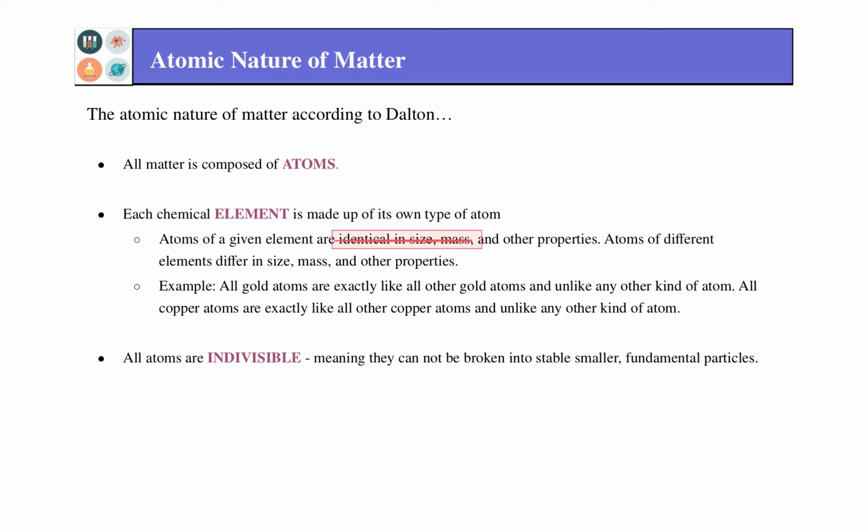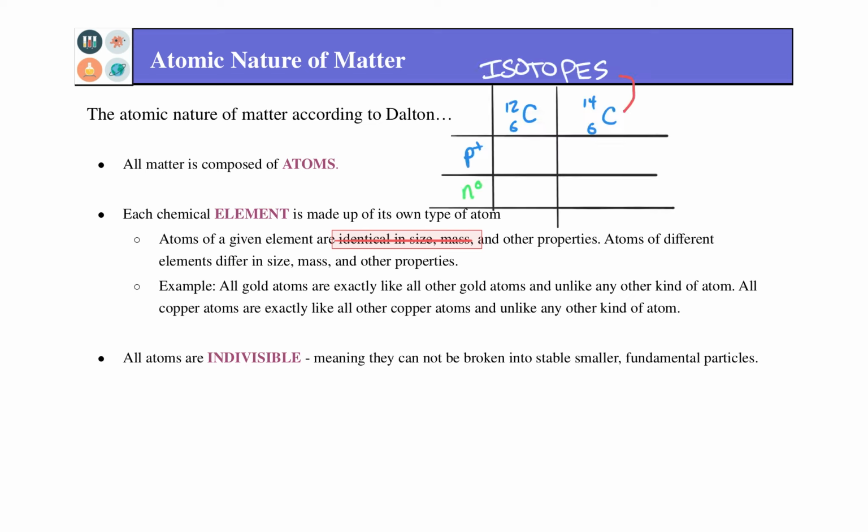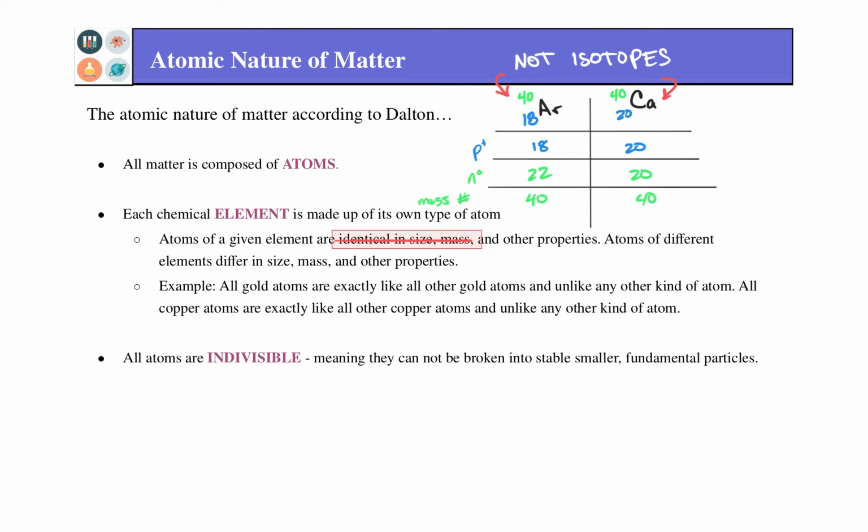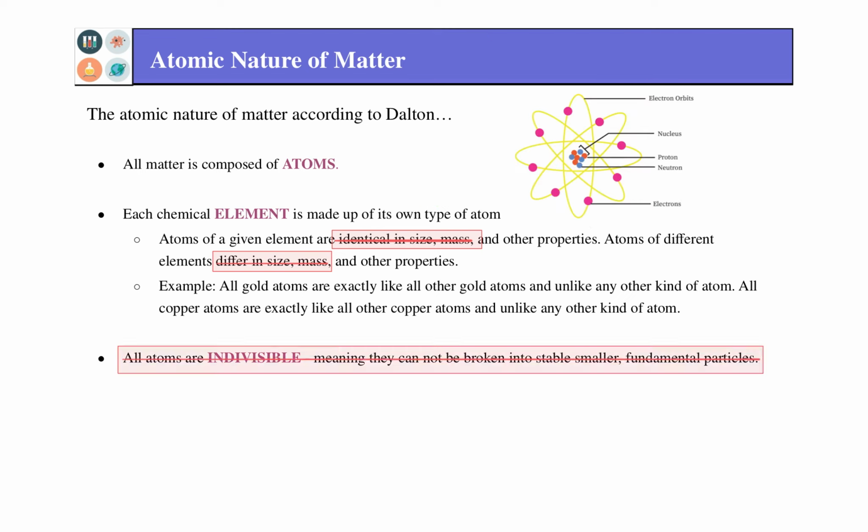We know that there are isotopes, atoms of an element that have the same number of protons but different number of neutrons and therefore a different mass. And we also know sometimes two atoms of different elements can have the same mass. And most importantly, we know that atoms are divisible now. You can break them into their subatomic particles, the proton, neutron, and electrons.